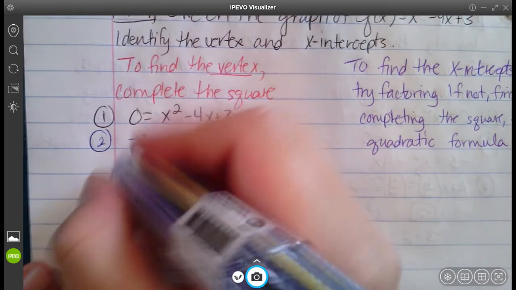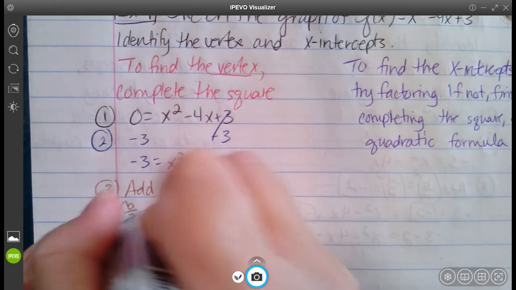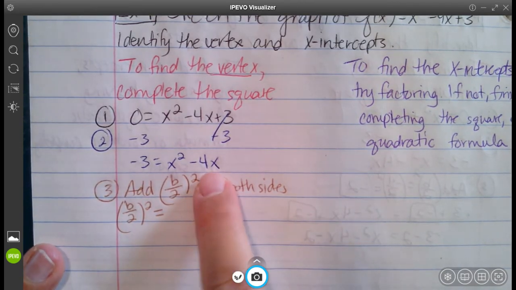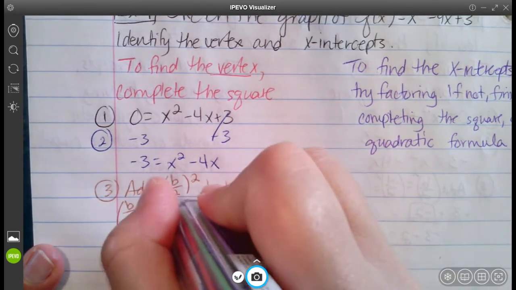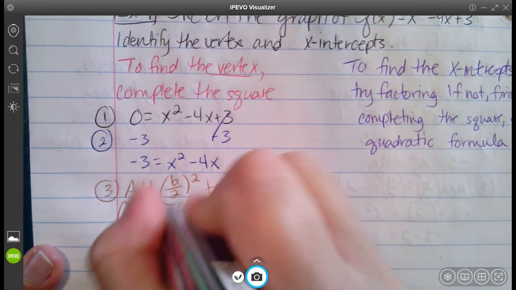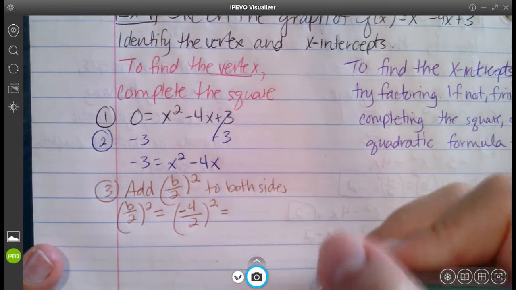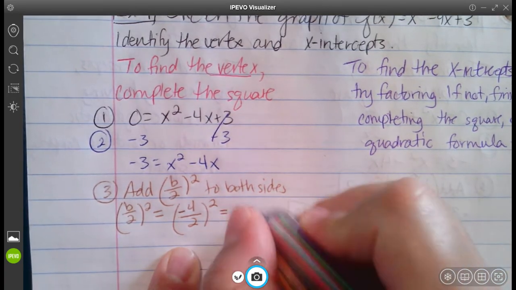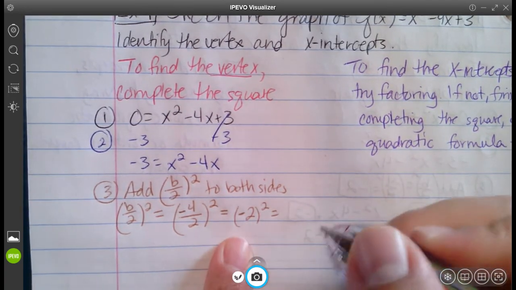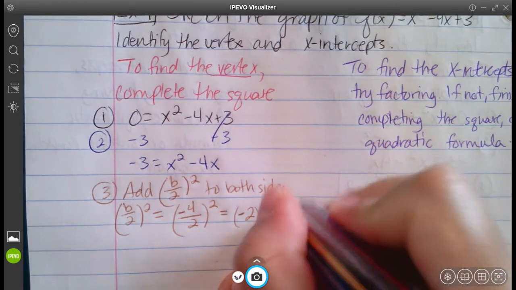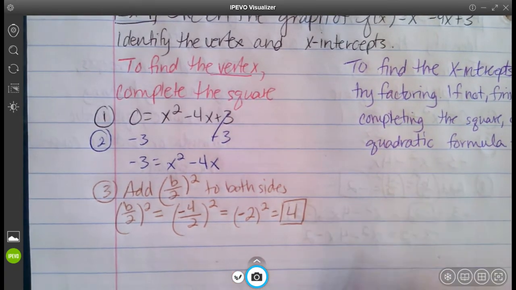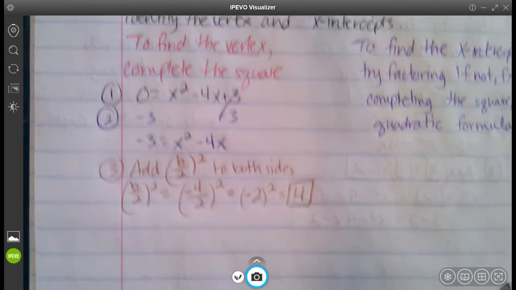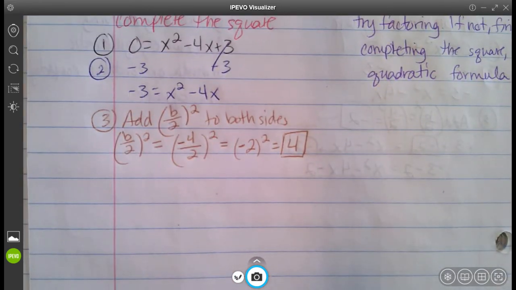Okay, so in this case, before we do that, we need to actually calculate b over 2 squared. So our b over 2 squared in this case would be that negative 4, so negative 4 divided by 2 squared. Negative 4 divided by 2 is negative 2. We still have to square it, so we come out to positive 4. So we're going to add positive 4 to this side and to this side. So let's go ahead and do that.